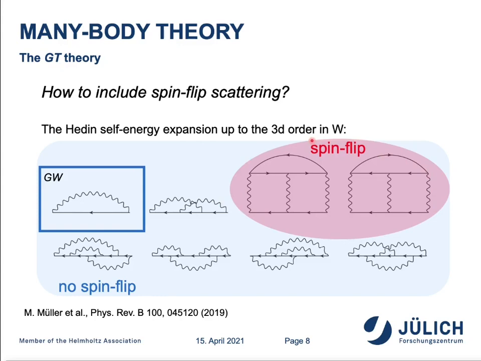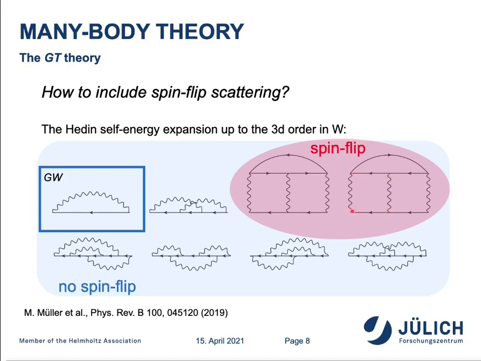These diagrams are indicated in the red area and describe two types of processes involving the spin flip. First process, when a propagating particle excites an electron-hole pair with opposite spins. This is exactly the process we are looking for, since it describes the Stoner excitation in magnets. The second diagram corresponds to another process, the correlated motion of a particle-particle pair.